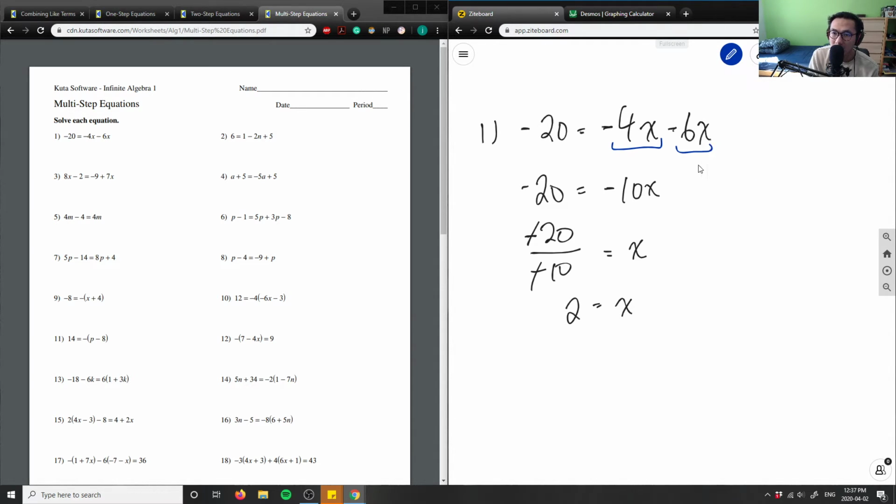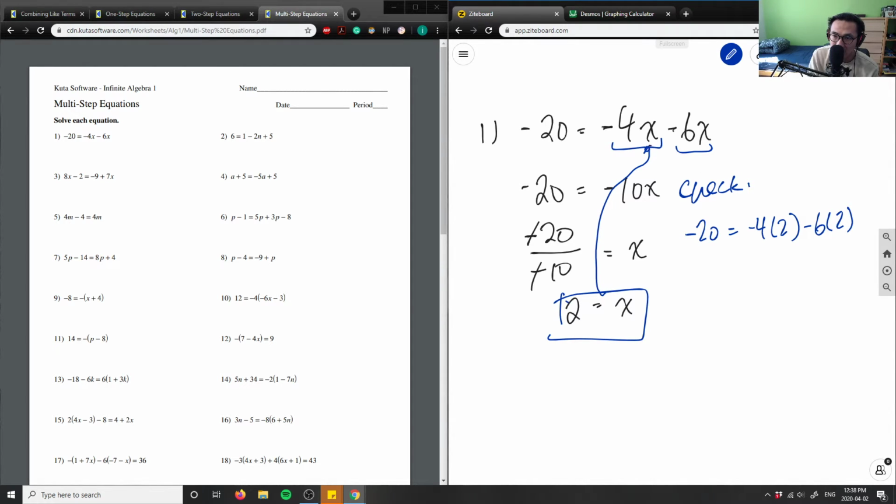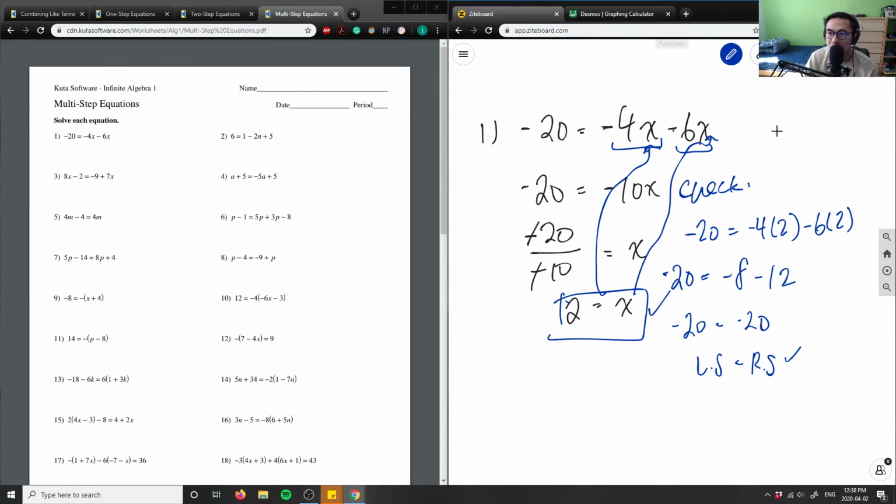And again, I can check my answer. This is a check. I can do negative 20 equals negative 4 times 2 minus 6 times 2, right? Again, I'm subbing in this 2 at 2 points, and that's what I wrote here. So negative 4 times 2 is negative 8. Negative 6 times 2 is negative 12. Minus 8 minus 12 indeed equals negative 20. So left side equals right side, which means x equals 2.